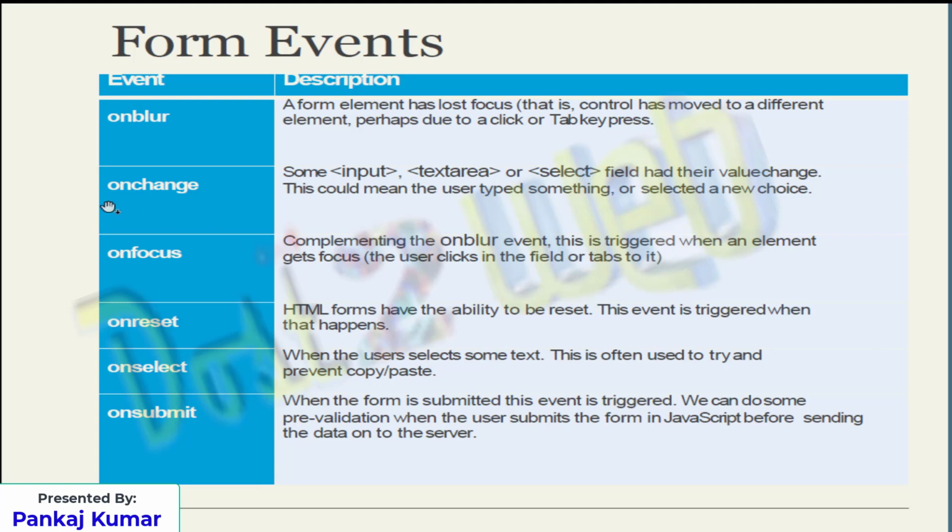Next, you have something called onchange. In onchange, you are going to use input, textarea, and select, and there is some value, right? When you have a select, you are going to select among several cities, and from that you select one city. That means you are going to change the choice. That means you are going to select a choice.